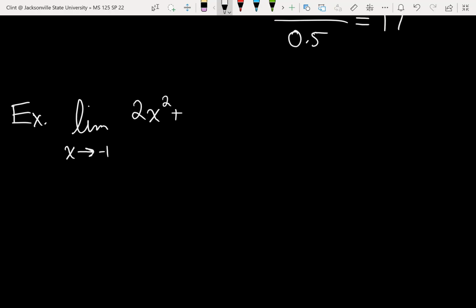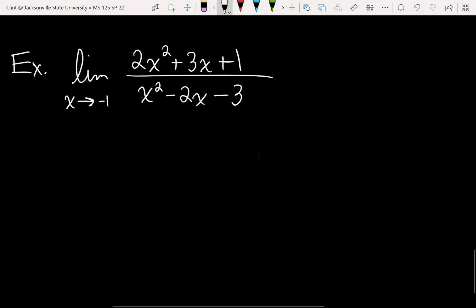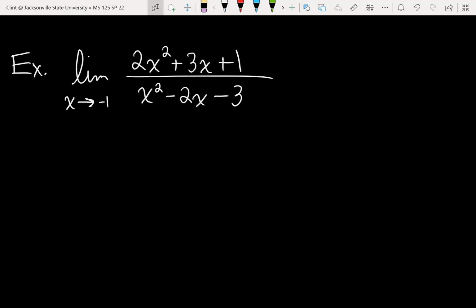2x squared plus 3x plus 1 over x squared minus 2x minus 3. We're looking at the limit as x approaches negative 1. Always, first thing to try is the easy thing. We can just try direct substitution, where we plug in negative 1 for x.